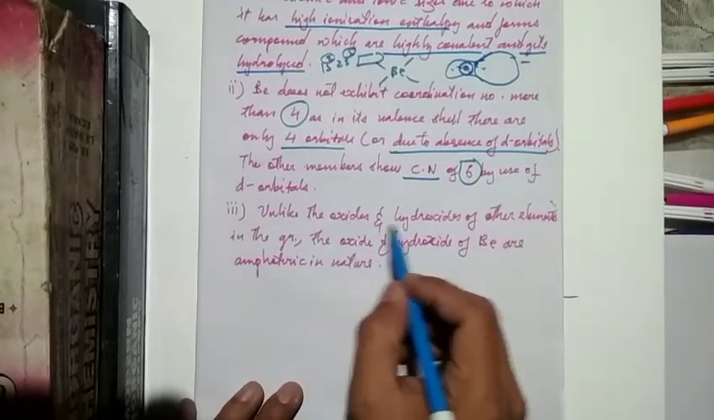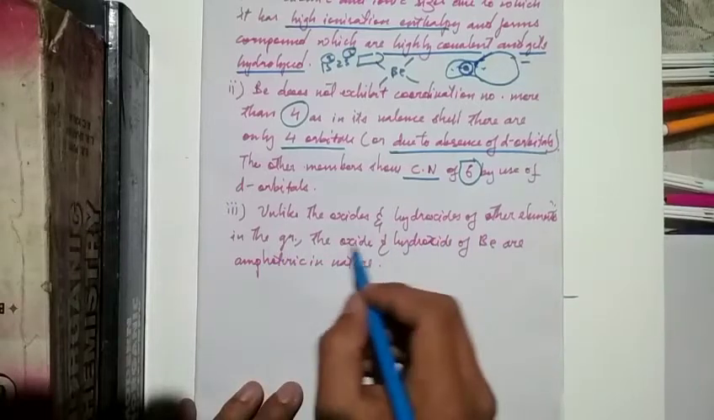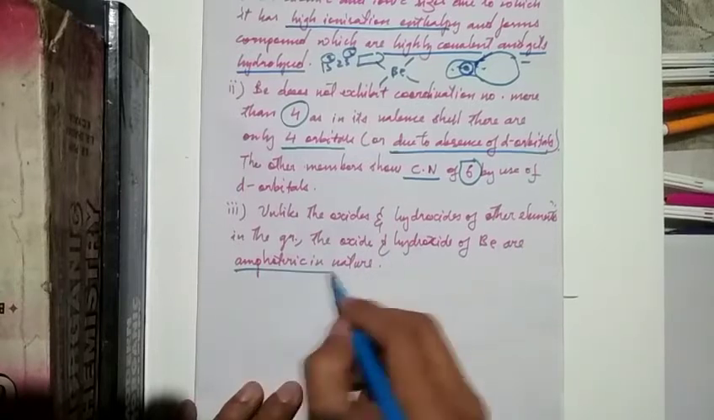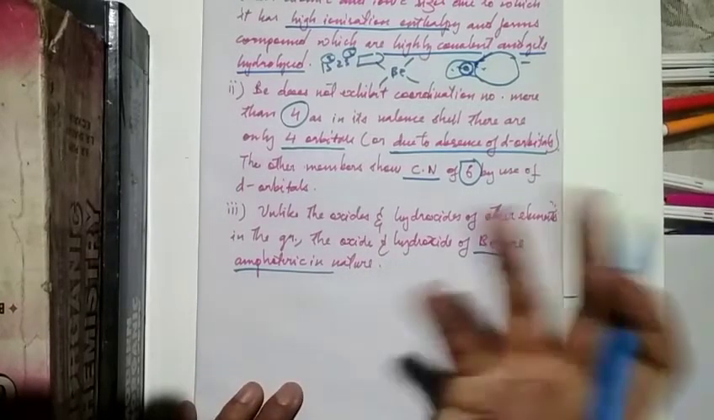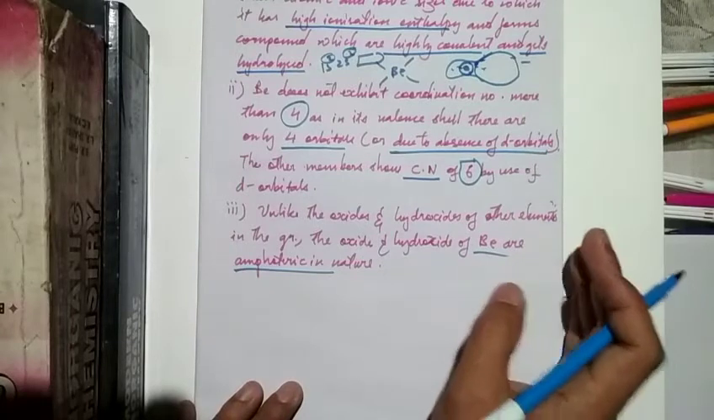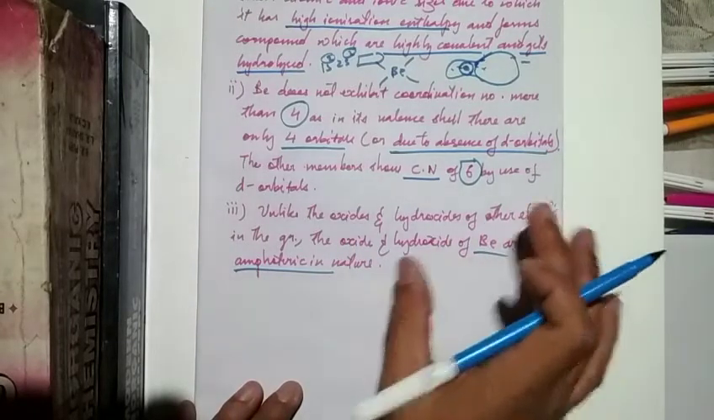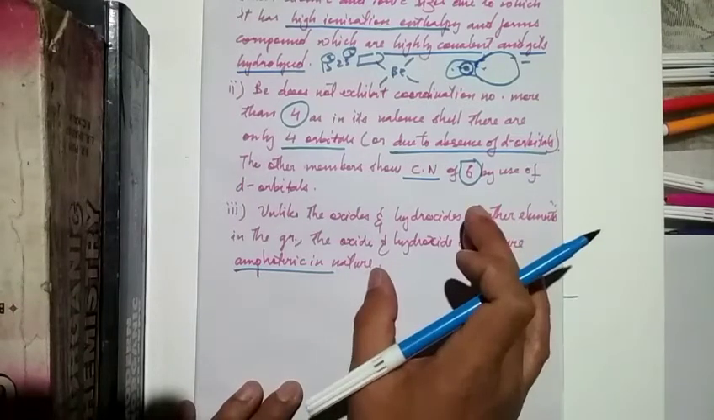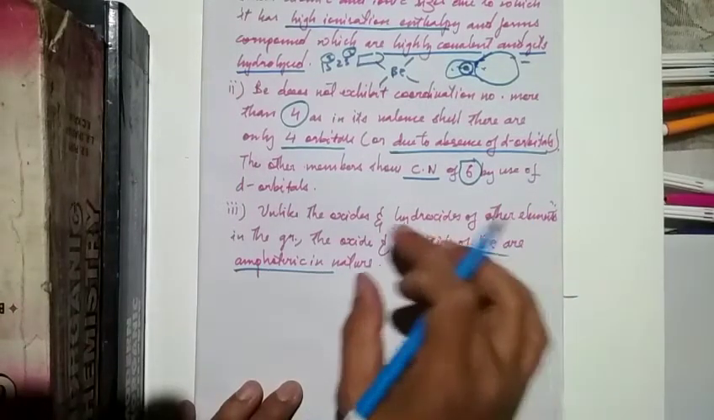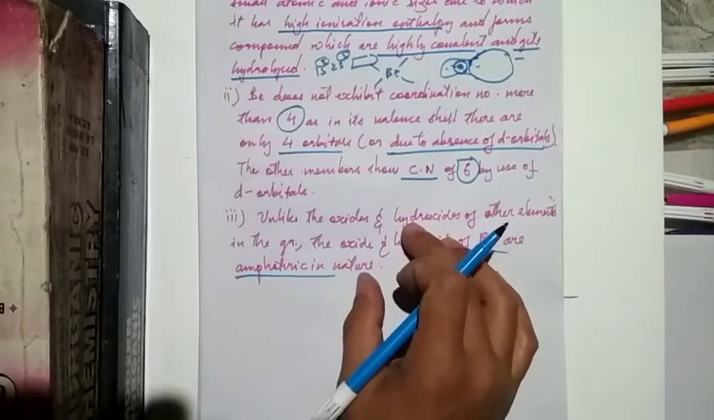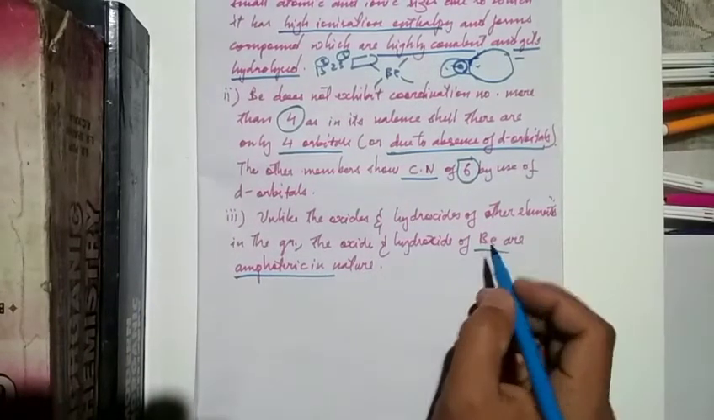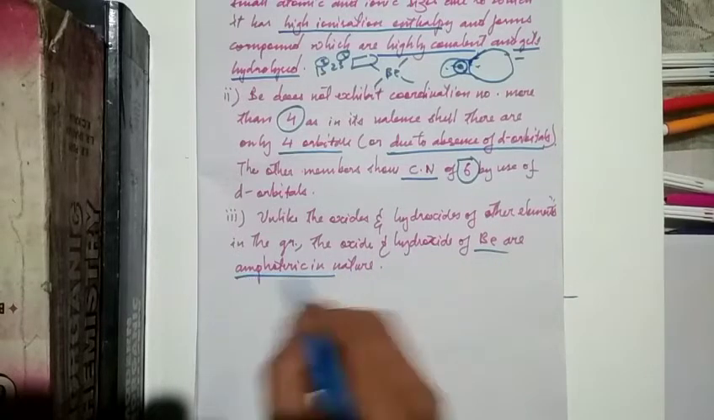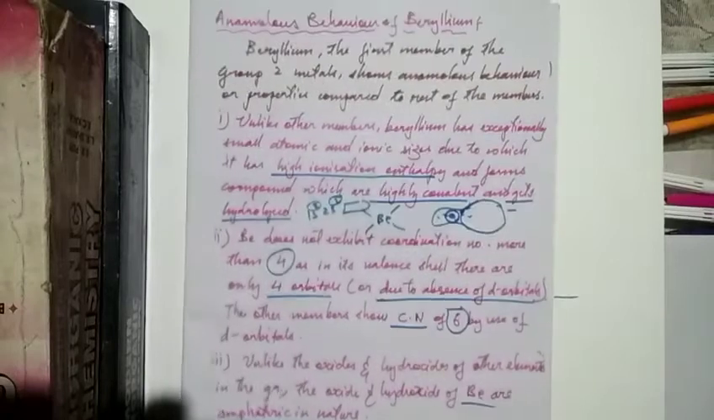Unlike the oxides and hydroxides of other elements in the group, the oxide and hydroxides of beryllium are amphoteric in nature. This we have discussed in our previous videos also. The oxides and hydroxides of these elements are alkaline in nature, that means basic, and because of that they are called alkaline earth metals, except for beryllium, because its oxide and hydroxide are amphoteric in nature.